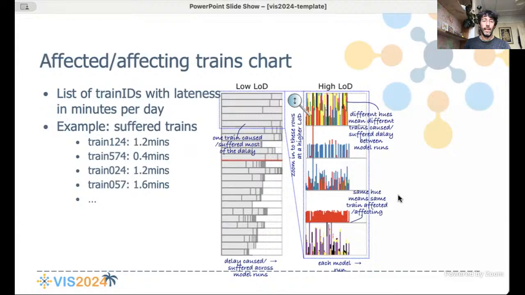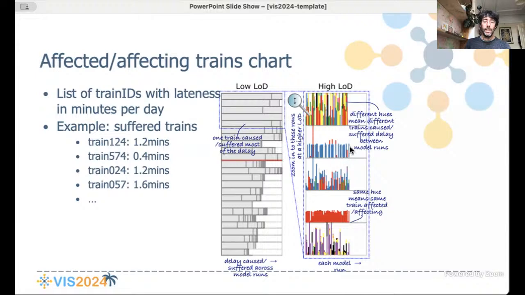And then for the affected trains chart, the metric here is a list of train IDs with the amount of delay that was either suffered or caused by that train, depending on the metric. In the low level of detail chart, this is shown as a stacked bar graph, where every bar is a train and the length of the bar is the amount of delay that was caused by that train. In the high level of detail version, we have a bar for each of the simulations. So we have 100 simulations here.